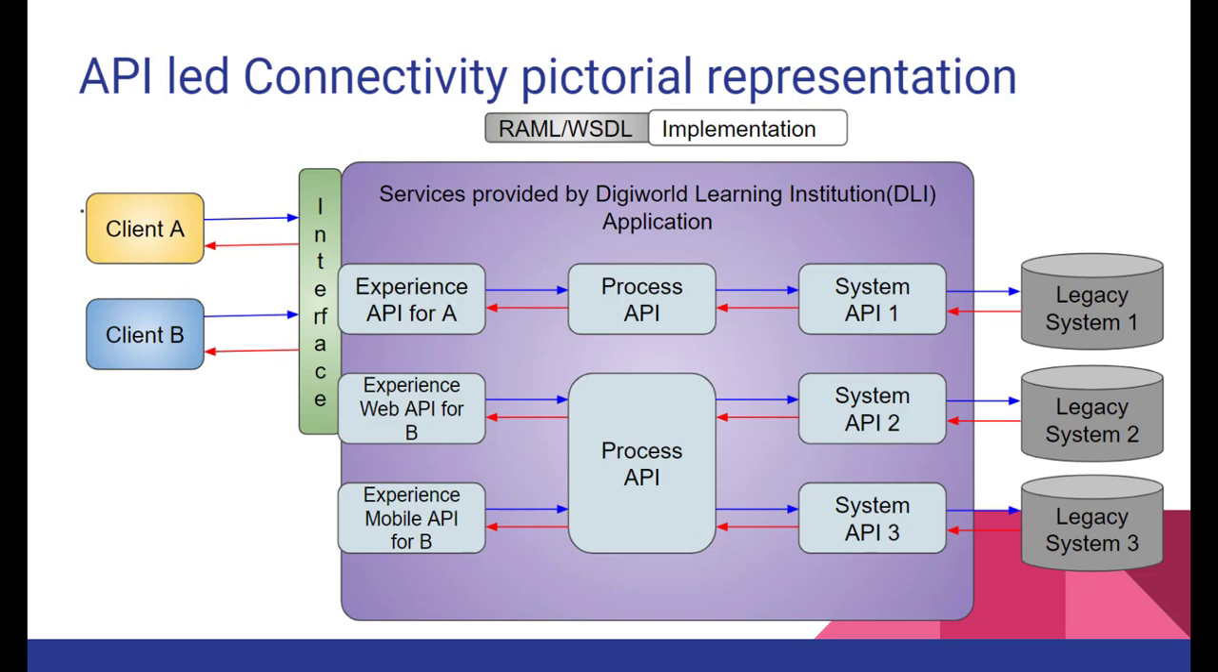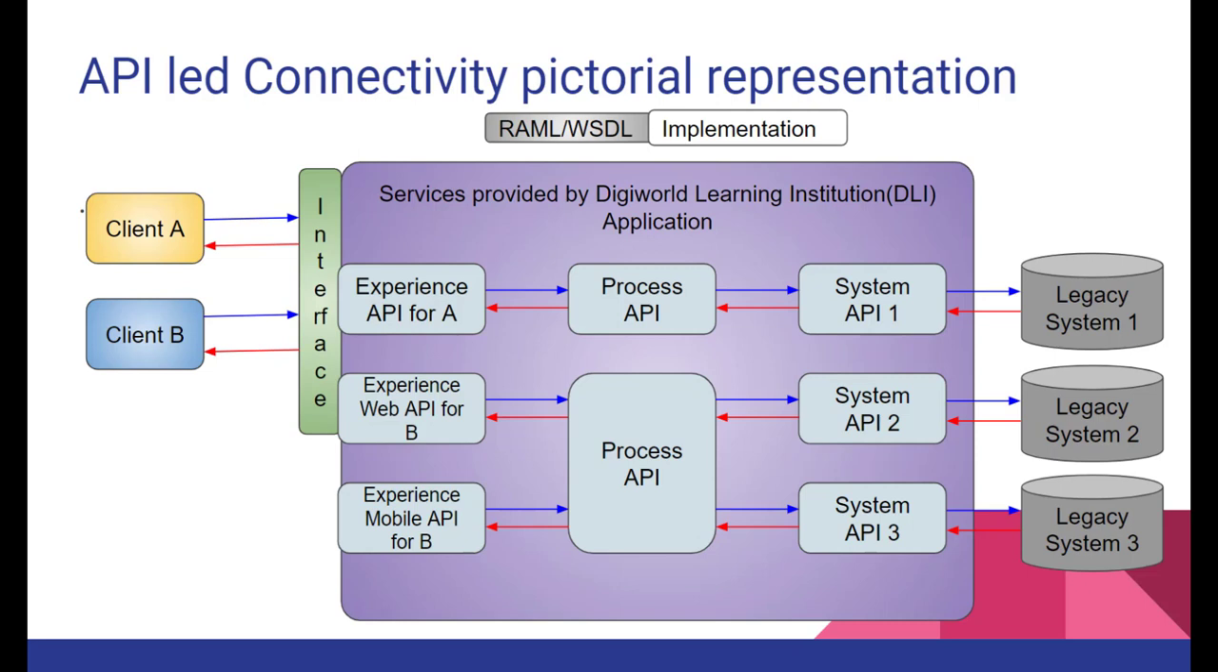So as you can see, client B needs web API as well as mobile API. That's the reason there are two experience APIs for client B, and the process API is only one. And as client B wants data from legacy system 2 as well as legacy system 3, that's the reason there are two system APIs, system API 2 and system API 3, used for client B, to process the request from client B and send the response, right?